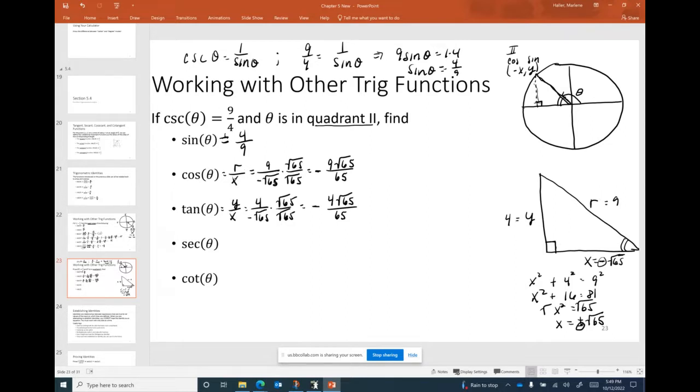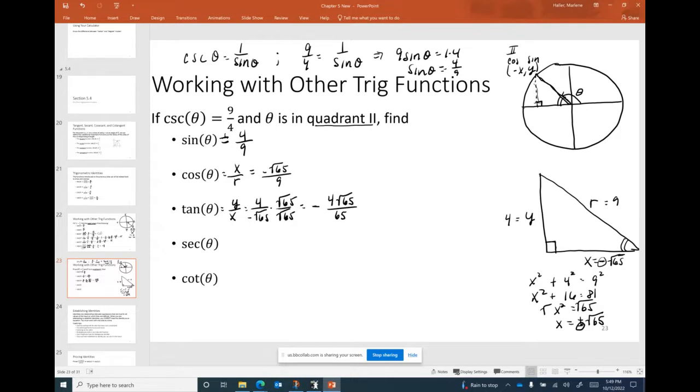Okay, I did that wrong. Cosine isn't r over x. Let me fix that. Cosine is x over r. Sorry, I went dyslexic on you just for a little bit. Cosine is x over r. So cosine is negative square root of 65 over 9.